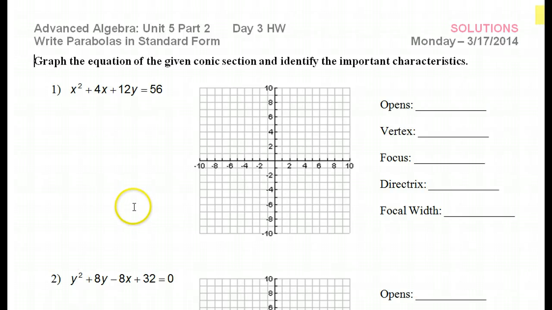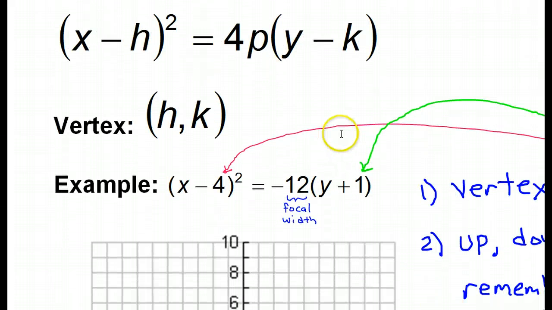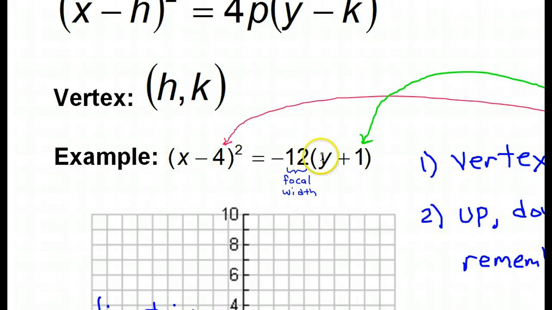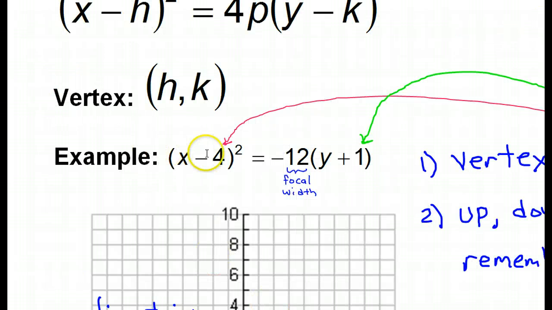Alright, in this lesson we will continue our work with parabolas, but we're going to be working on changing forms from general form, which is what you see here with no parentheses or anything, to standard form, which is what we've been working with when you have your parentheses like this, and you can look and you can see the vertex is h and k. This is standard form, and here's an example of a parabola written in standard form. So we're going to be going from equations like this to equations like this.